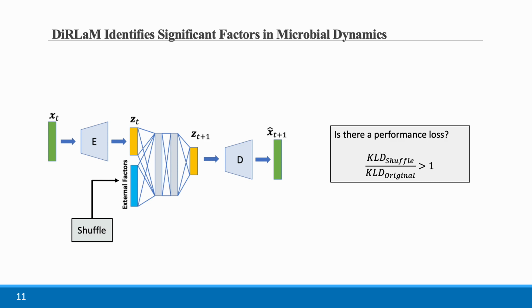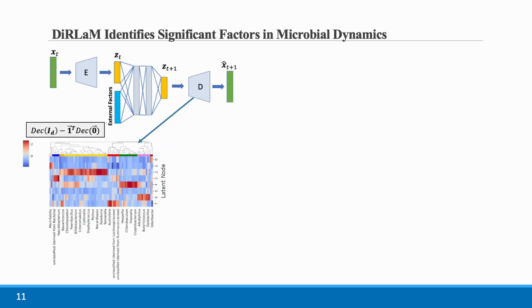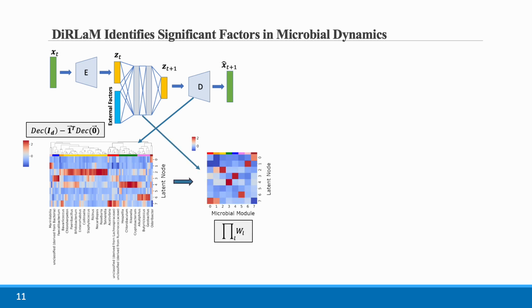The second comes from the decoder network of DiRLaM, in which we can characterize how each microbial feature behaves with respect to each latent dimension. This can be done simply by decoding the identity matrix and subtracting from each row the output of a decoded zero vector. These can then be clustered to reveal groups of microbes that behave similarly with respect to microbiome community dynamics. Furthermore, the weights of the supervised network can be used to infer attribute scores of each input feature and output feature, allowing us to infer interactions and construct a module-based interaction network.